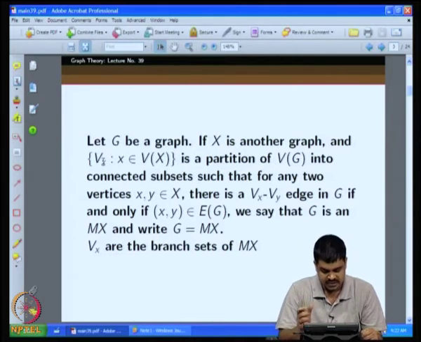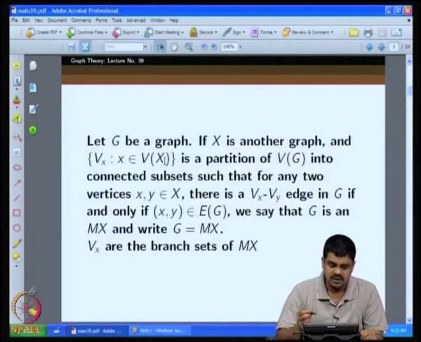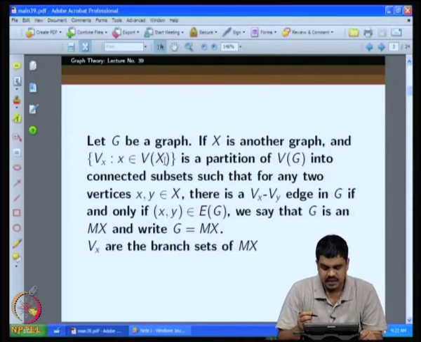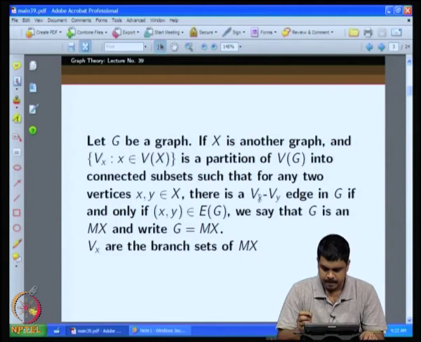Another property we need is that any two vertices x and y in the smaller graph are adjacent if and only if there is a corresponding edge between Vx and Vy, so there is a Vx Vy edge in G. Then we will say that G is an MX and write G = MX. Then these Vx are called the branch sets of MX.